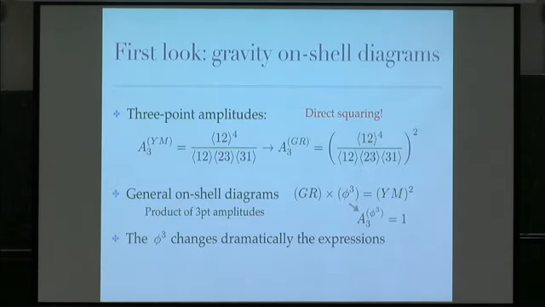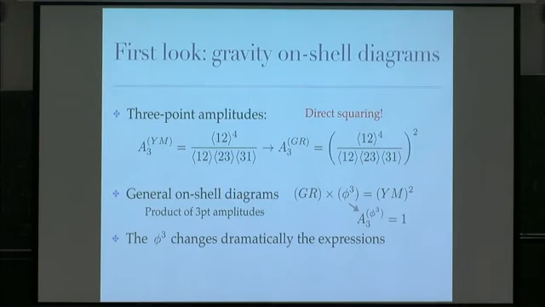Okay, so when one talks about Yang-Mills squared and the double copy, 3-point amplitudes of gravity are exactly squares of Yang-Mills. So that's the point where everything squares perfectly. Unfortunately, for the on-shell diagrams, which are products of 3-point amplitudes, it's not a direct square, because there are some Jacobian factors from solving these cut equations. But the equation is that GR times phi cubed, which for 3-point is just 1, is Yang-Mills squared.